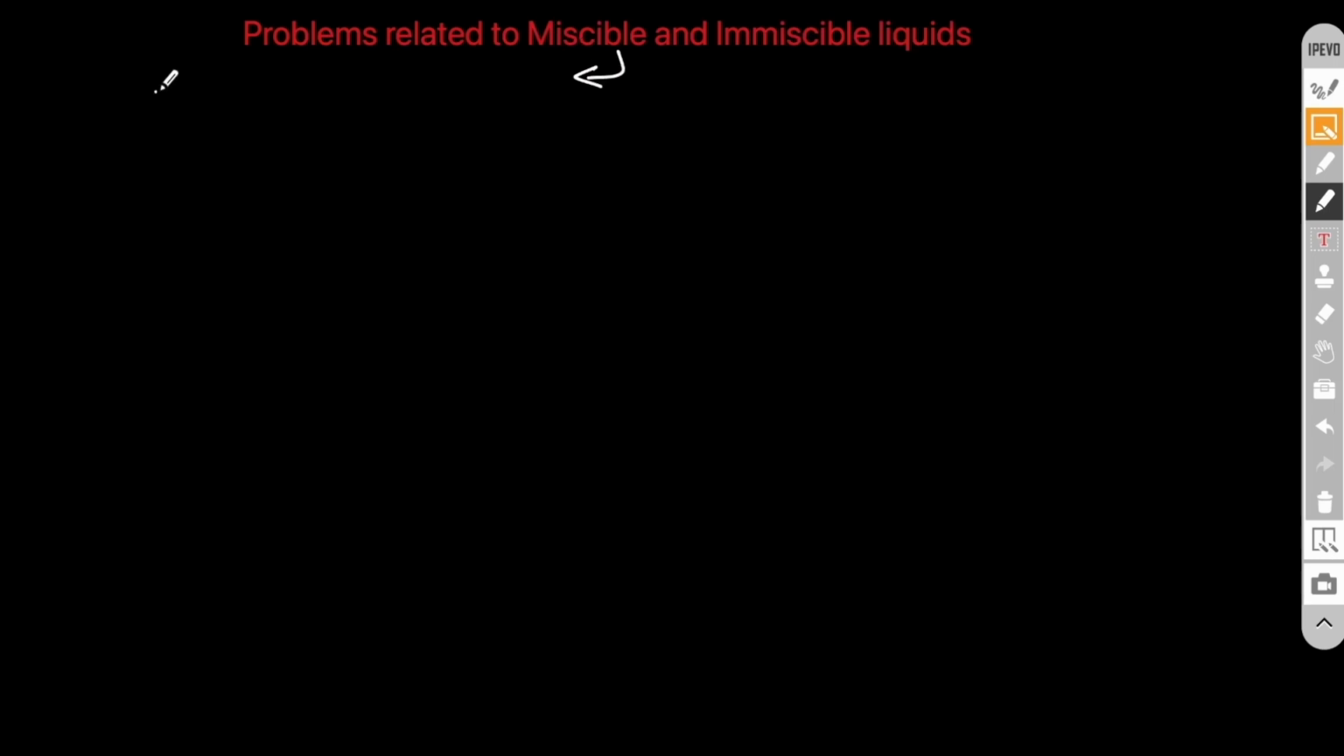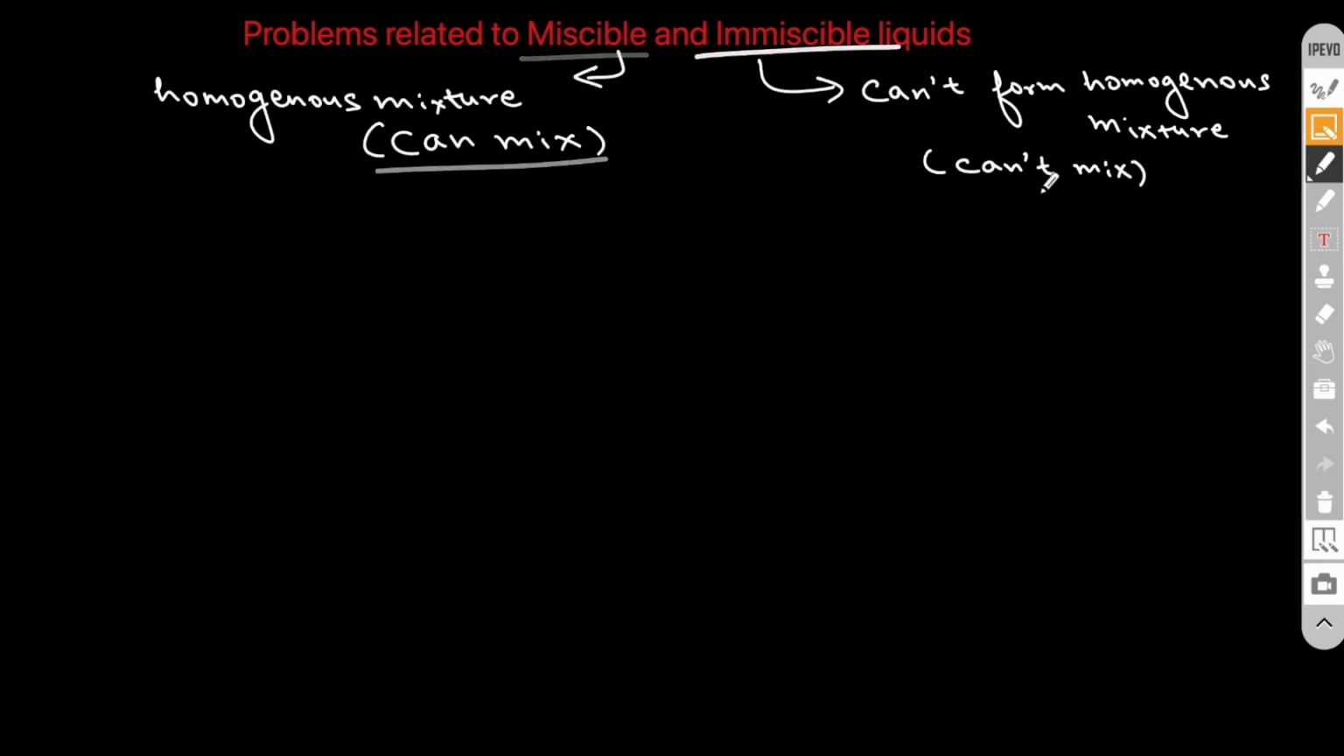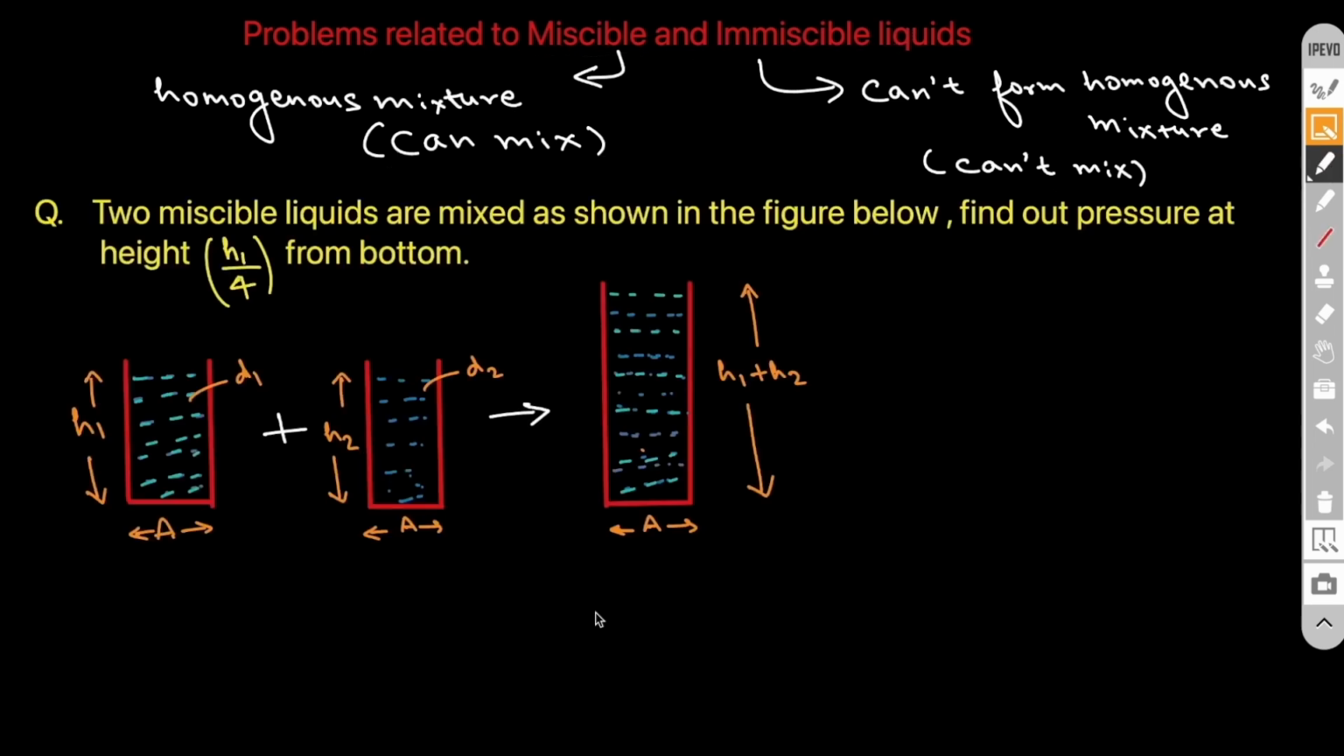What are miscible liquids? Those liquids which can form a homogeneous mixture on mixing are the miscible liquids. Similarly, those which can't form a homogeneous mixture are immiscible liquids. So in simple terms, you can say that miscible liquids are the ones which can mix, whereas the immiscible ones are the ones which can't mix. So this is the simple definition.